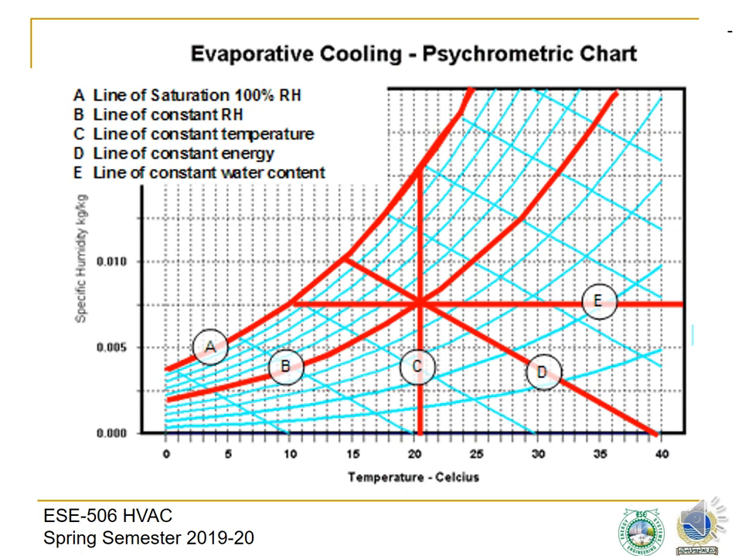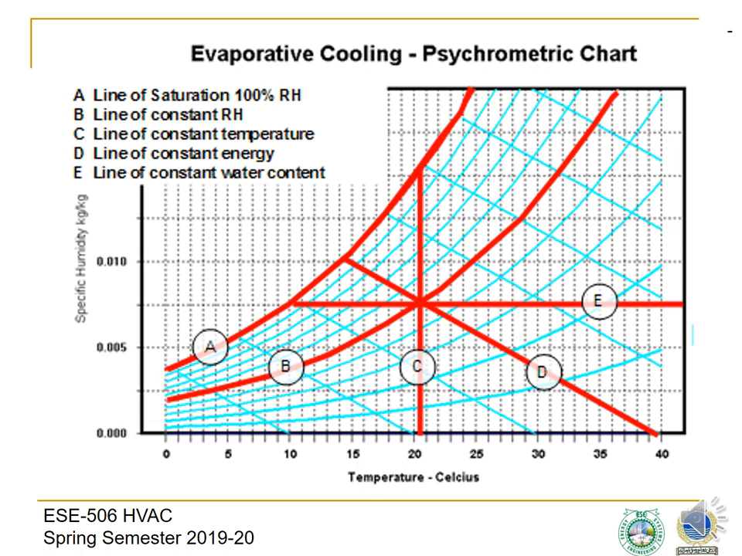B line is a line of constant relative humidity. Maybe this line is drawn at 50%, for example, and on this line, all the values of relative humidity will remain constant because this is a constant relative humidity line. Then the C line is a line of constant temperature because this line is drawn at about 22 degrees Celsius, for example, and on this line, the temperature will remain constant. So all the lines which have been shown by vertical lines will be the constant temperature lines.